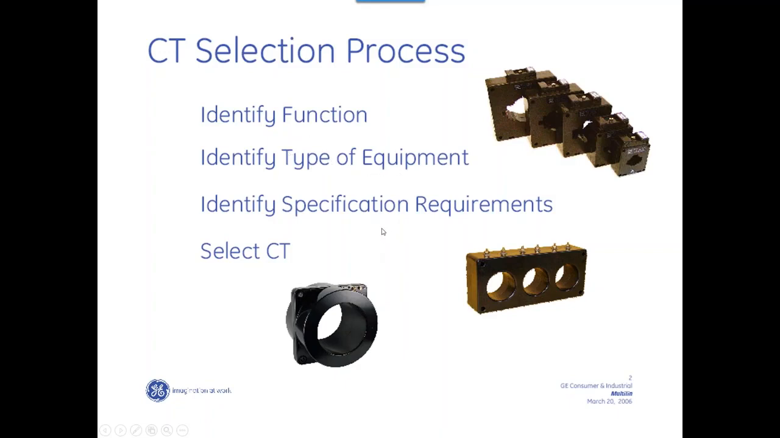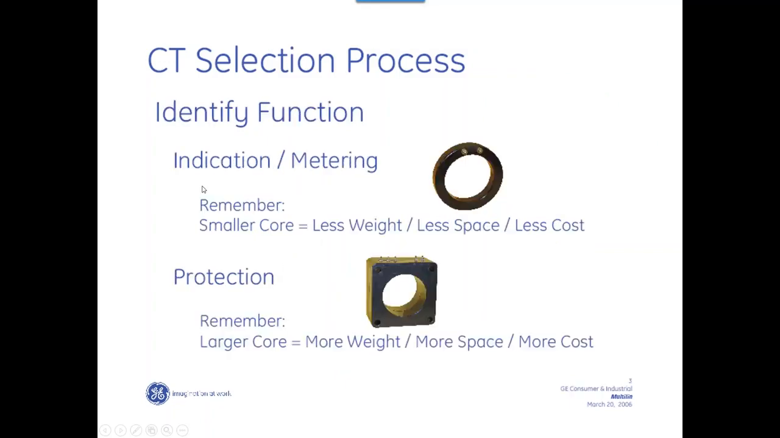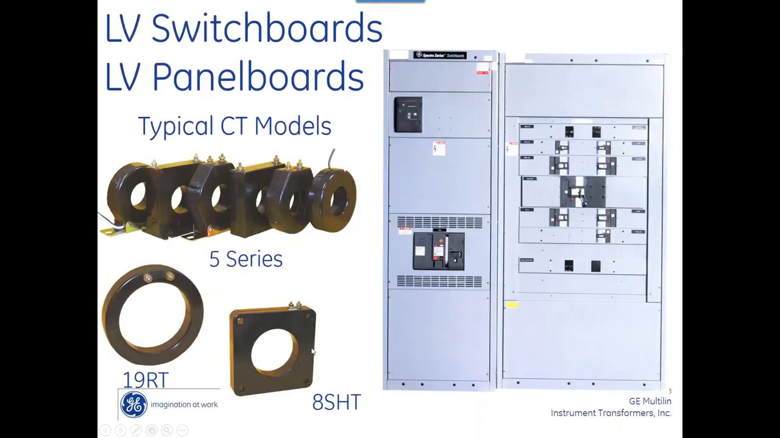All right. So let's talk about the selection process, and here's some different CTs. You need to know the function, type of equipment, specific requirements, and how you select a CT. Is it indicating or is it protection? Metering CTs are less weight, less space, less cost. Protection CTs are bigger, heavier, cost more.